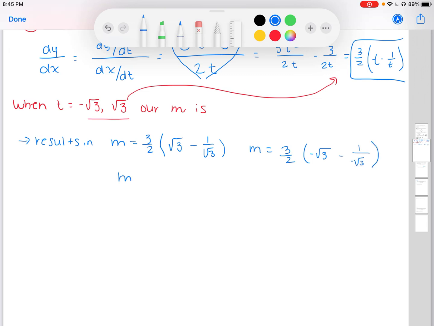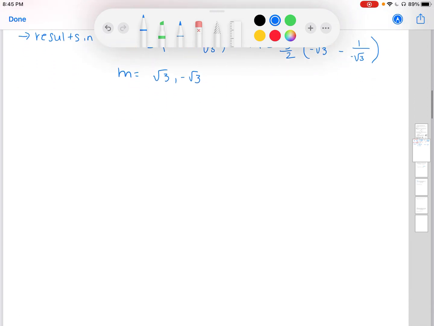Oddly enough, our two slopes end up being square root of 3 and negative square root of 3 after we clean it up with all the algebra. Just an odd coincidence. It doesn't directly relate to t. It was just a coincidence in this case.